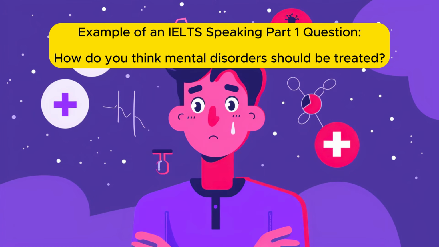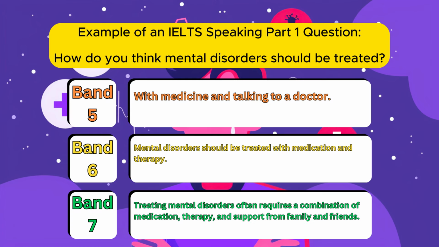Example of an IELTS Speaking Part 1. Question: how do you think mental disorders should be treated? Band 5. With medicine and talking to a doctor. Band 6. Mental disorders should be treated with medication and therapy. Band 7. Treating mental disorders often requires a combination of medication, therapy, and support from family and friends.